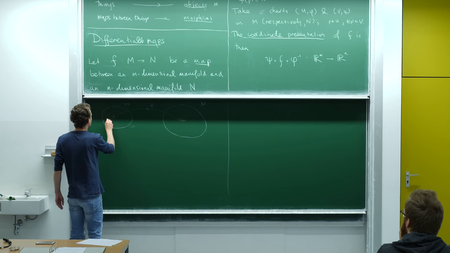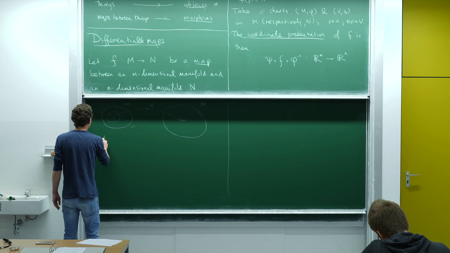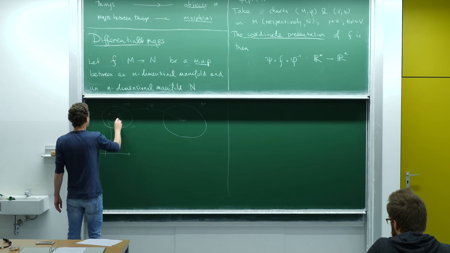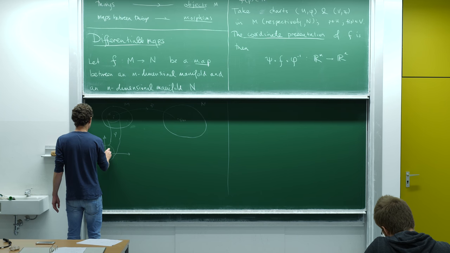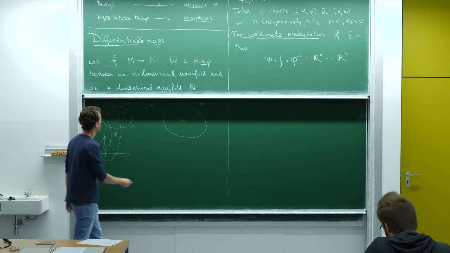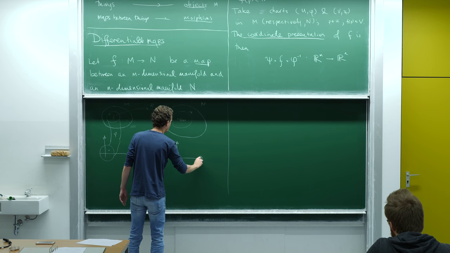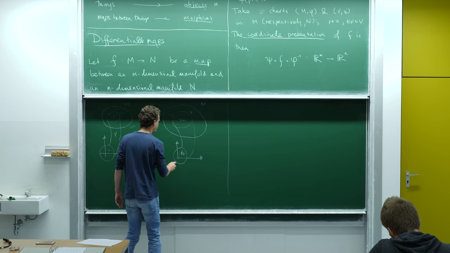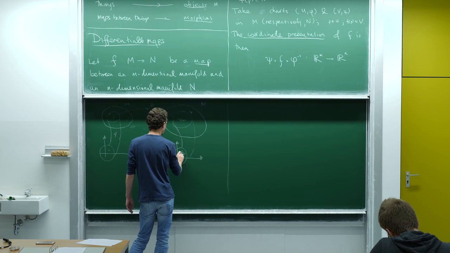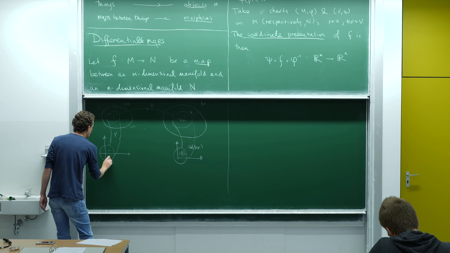So we take a chart U, which is a neighborhood around this point P, and a corresponding map phi to Euclidean space, and our point is somewhere here. And we do the same around here. This is V, take it to Euclidean space, here's F of P. Oops, that was wrong. That's psi of F of P. And this is phi of P here.